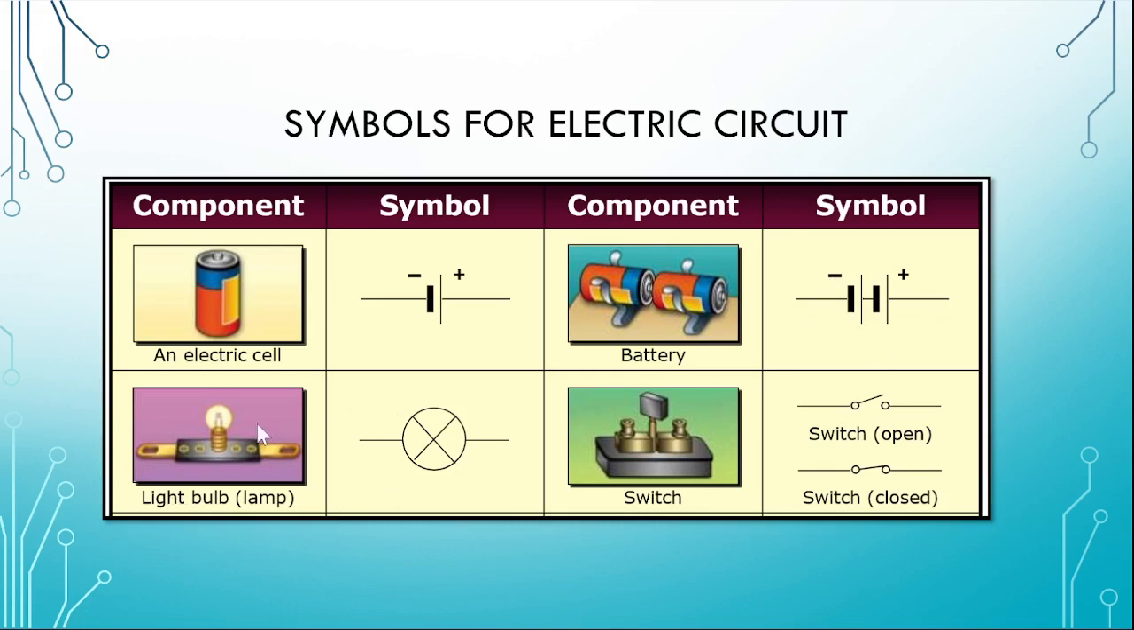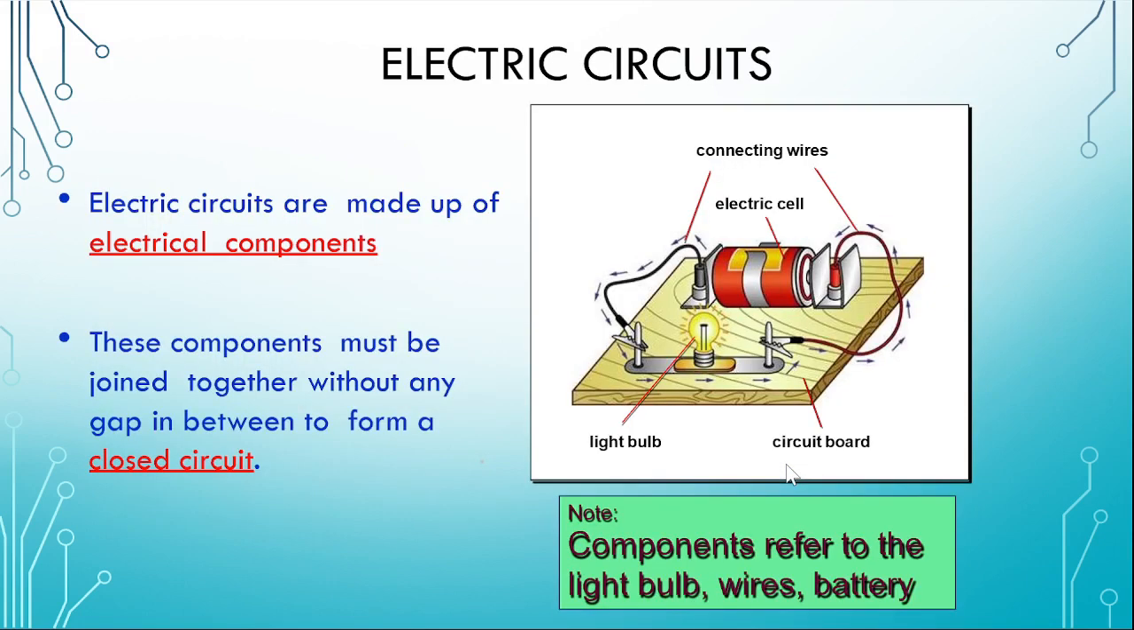An electric light bulb is represented by this symbol over here, and a switch is represented like this. If the switch is open, you show a gap or a break in the circuit. If the switch is closed, you can see that it is closed. The circuit is closed and there will be a flow of charges.